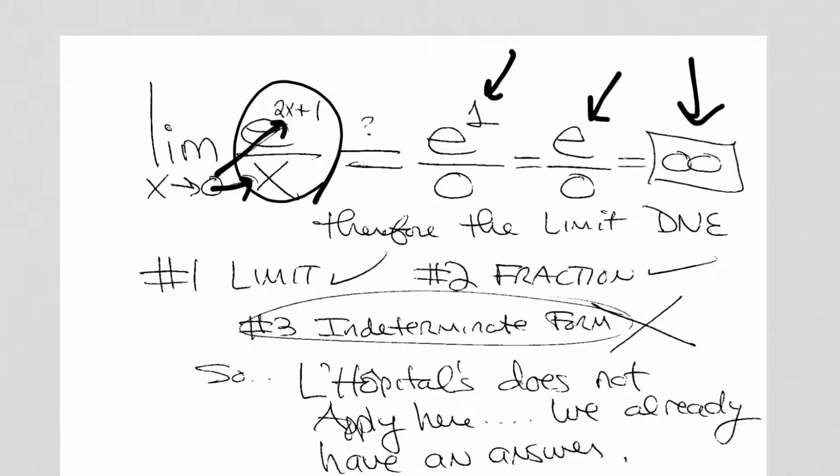Finite over 0 is infinity. And you can stop right there. That is the answer to this problem. The limit is infinite. And you know what happens when the limit's infinite? We say that the limit does not exist. So let's go through the three-step checklist.